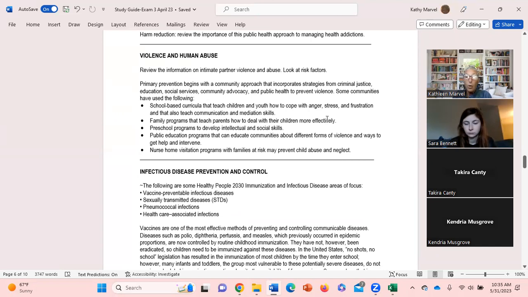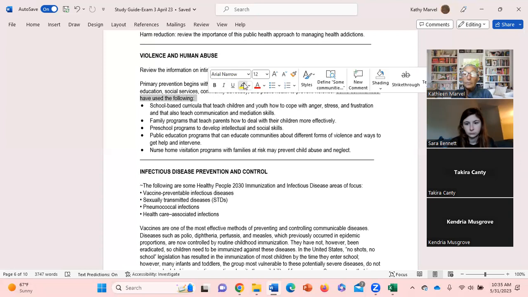It's a team approach. It may involve criminal justice people, law enforcement, leaders in education in your community, social services, community advocacy. Everybody's working together to come up with solutions to reduce violence and human abuse. And here's some examples of what communities have done.